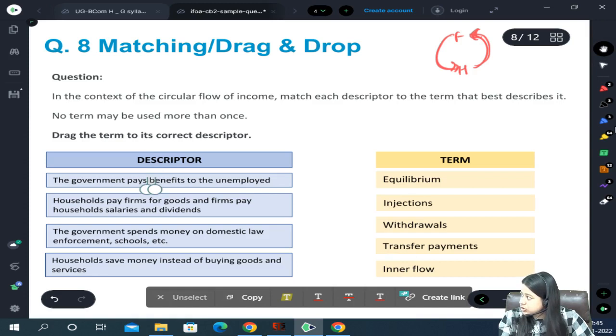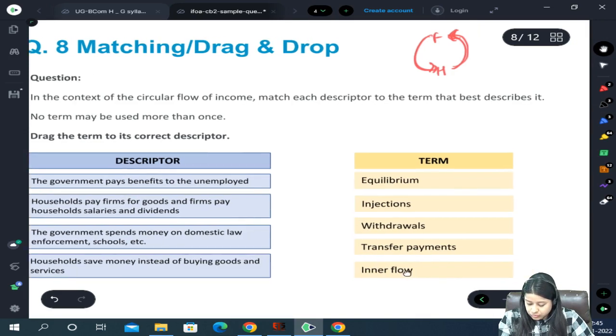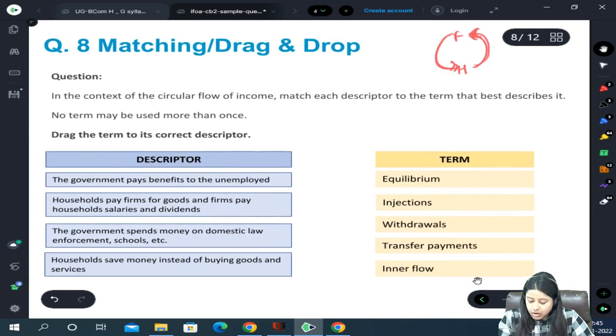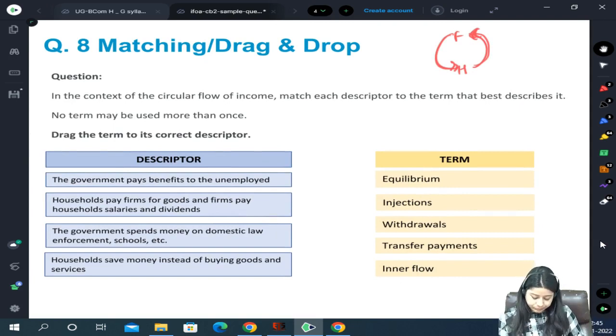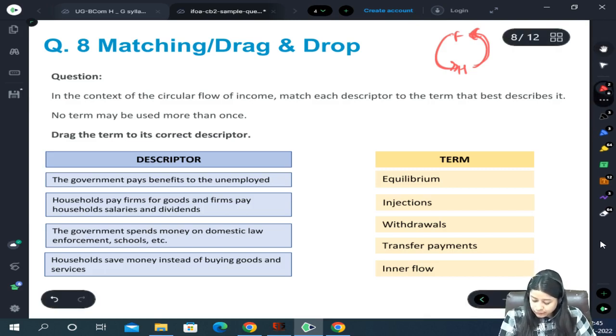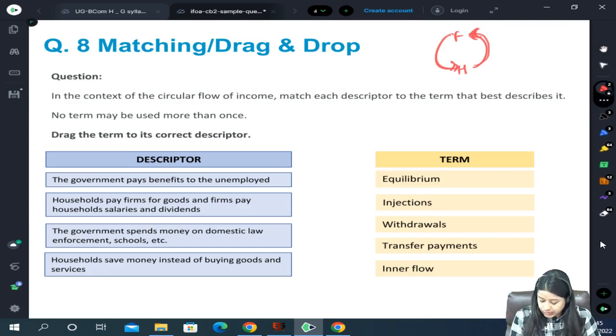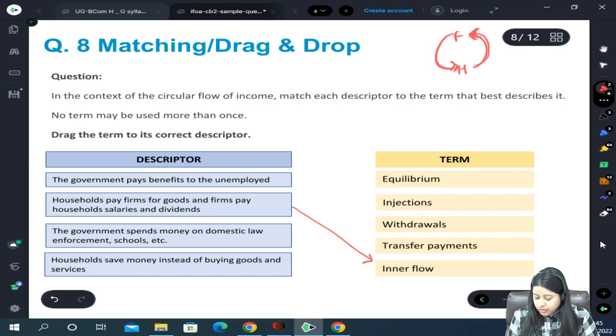Is there any option? Nahin. Mere paas nahin aa raha. Maybe in the portal you might get it. Do you all have the option when you click on the link? When you all click on the link, do you have the option to drag and drop? Let's do one thing for the time being. Let's just quickly match this. To ye ho gaya aapka inner flow.